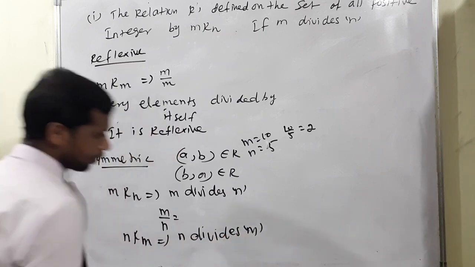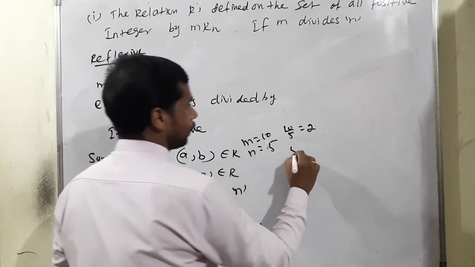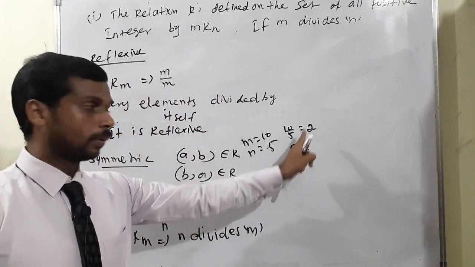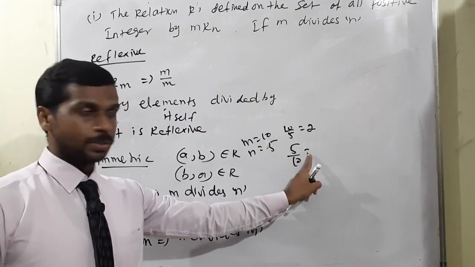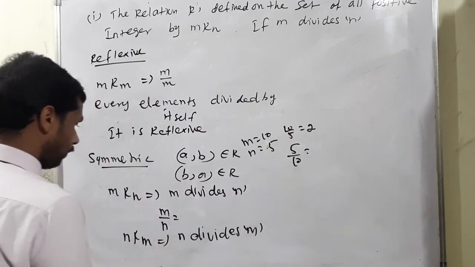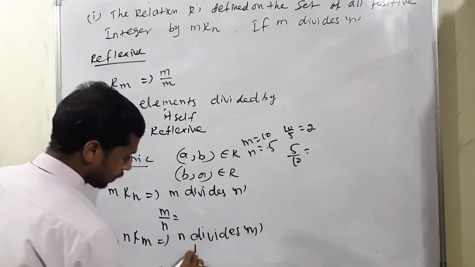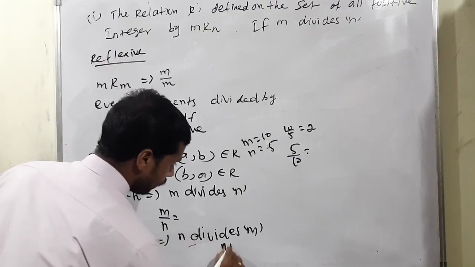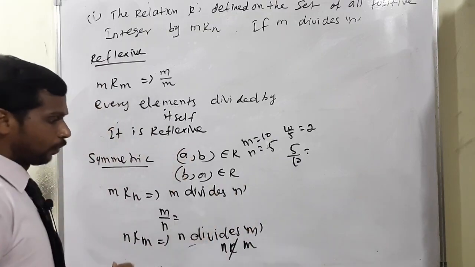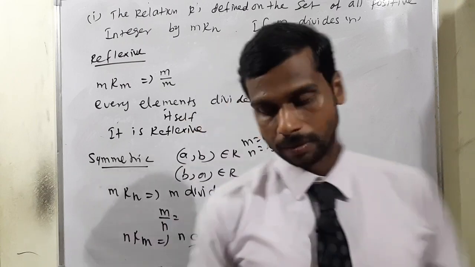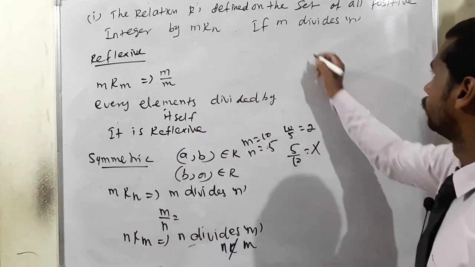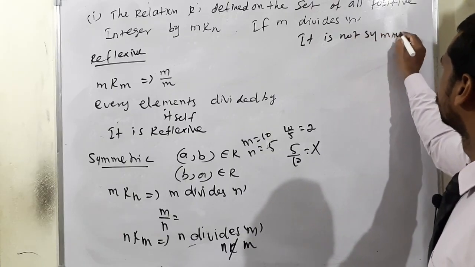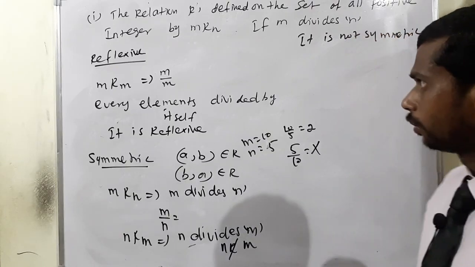n divides m means 5 by 10. Will we get the same value or a different value? Some fraction value will come, isn't it? Comparing with the first term, definitely n divides m means n is not related to m. Therefore, it is not symmetric. Third one, transitive.